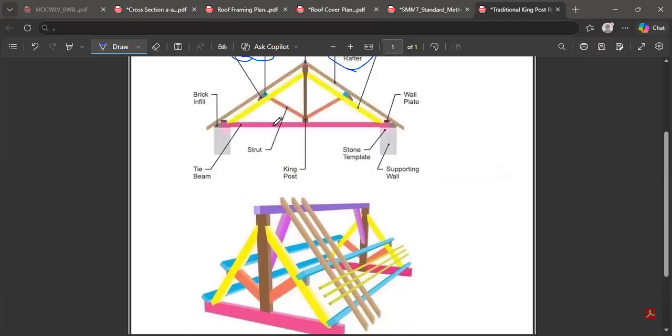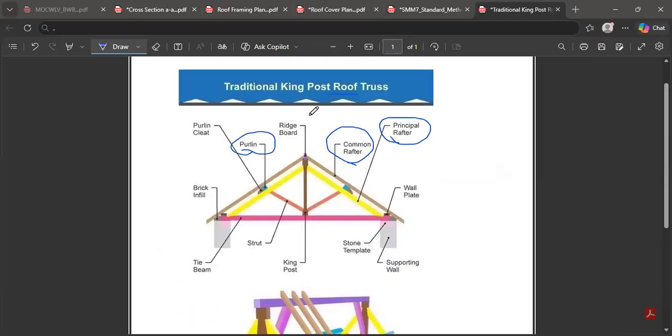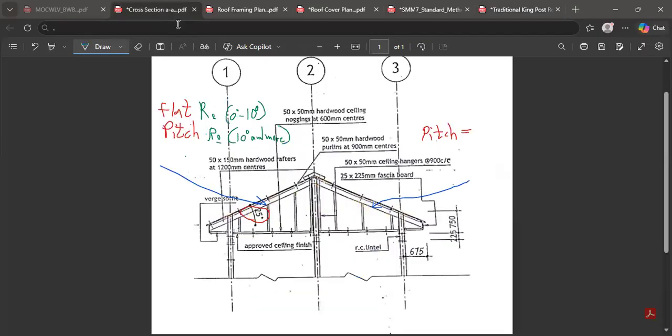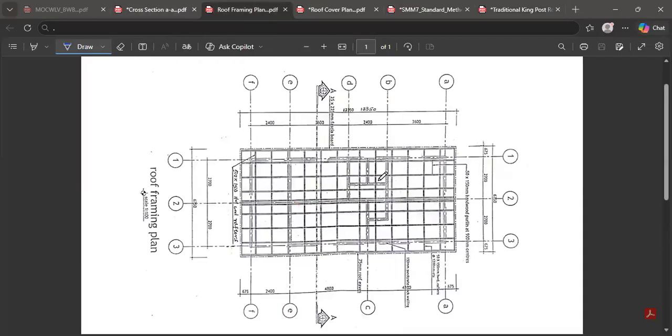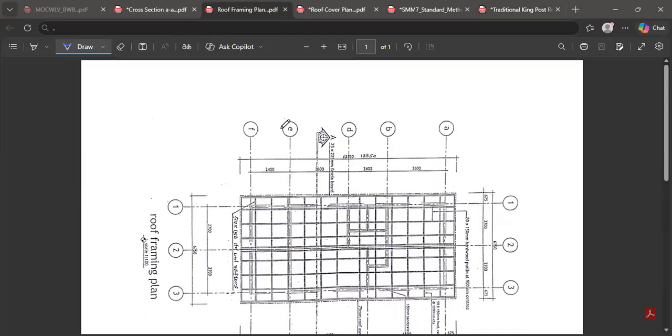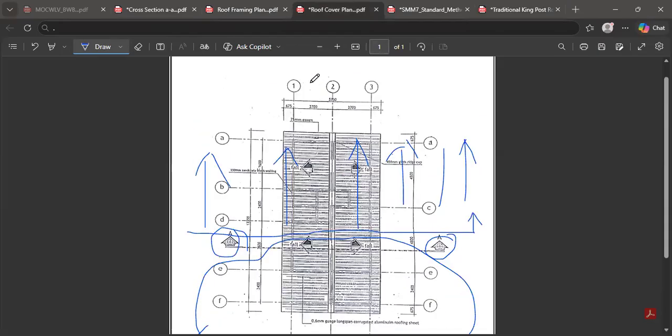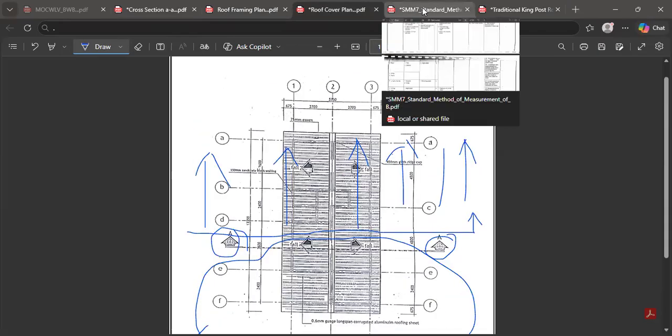I want to know why we are using timber and not metal. I saw metal in the SMM7. Because you know that when you are building a whole house, the rafters and the purlins you have to use are wood. That's why we are using that, because in this modern world nowadays people are using metal to build their rafters and purlins. So I want to know why we are using timber.